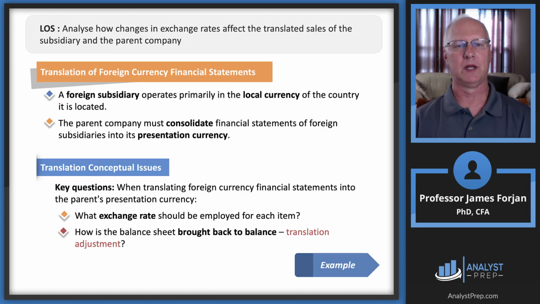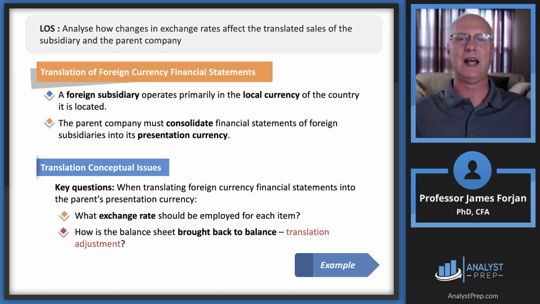All right, how about some conceptual issues here? Remember, I'm a big picture dude, so let's think about this. When translating foreign currency financial statements into the parent's presentation currency, we need to ask ourselves the question, what exchange rate should be used for each item? I mean, aren't you tempted to just say, you know what, if the balance sheet date is June 30th, like it was in that previous example of ours, then let's just use the spot rate or the market rate of exchange on June 30th.